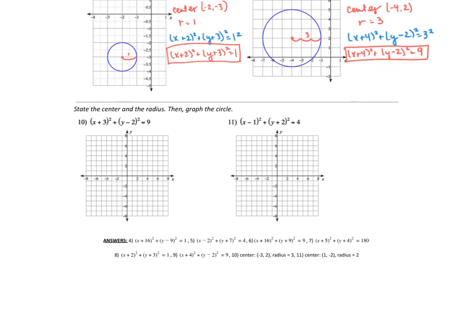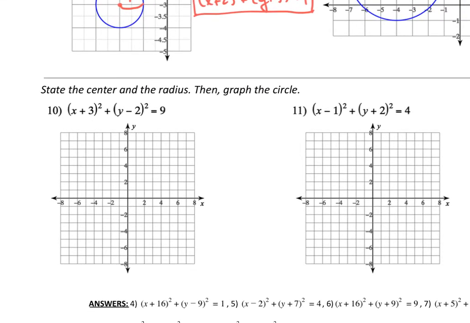Okay, number 10, again, we're stating the center and the radius from the equation, then we're graphing the circle. So remember that the center is h and k, and we take the opposite signs. So the center of this circle is going to be -3, 2, because it's the opposite signs. And this is r squared, so if r squared equals 9, to get r, we're just going to take the square root. So the radius is 3.